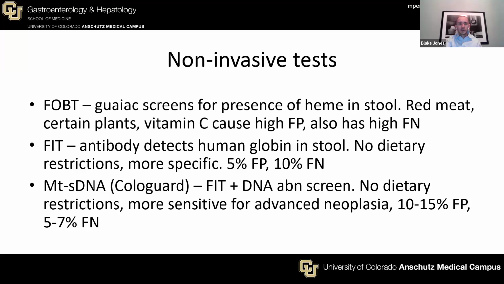And then there's the multi-target stool DNA, which we all refer to as Cologuard. So this is like FIT, but it looks for abnormal DNA markers in the stool. Again, no dietary restrictions. It's more sensitive than FIT for advanced neoplasia, like big precancerous polyps. It has a higher false positive rate, so 10 to 15% false positive rate, and a lower false negative rate, as you'd expect. I'll mention that Exact Sciences, who makes Cologuard, is about to apply for FDA approval for their second generation test, which is more sensitive and specific. And I think, at least in the study that they're probably going to submit to the FDA, it brings their false positive rate down below 10%, closer to 5 to 7. So that's something that may be available in the near future.